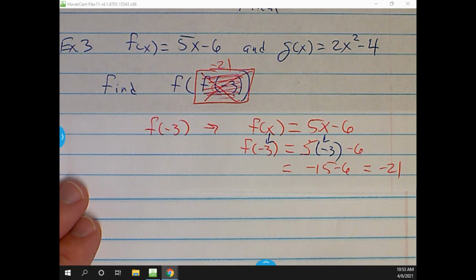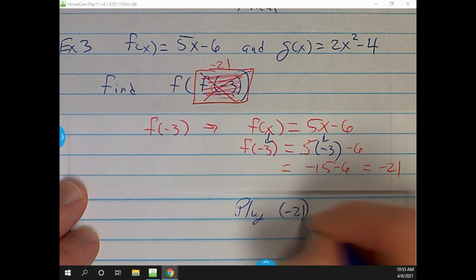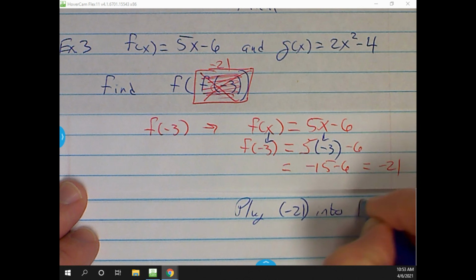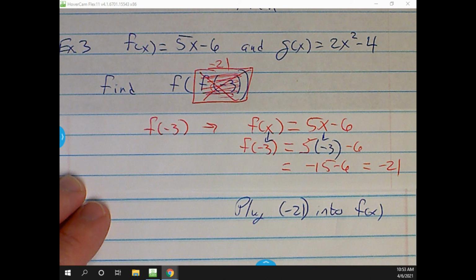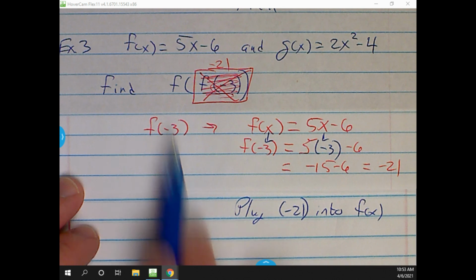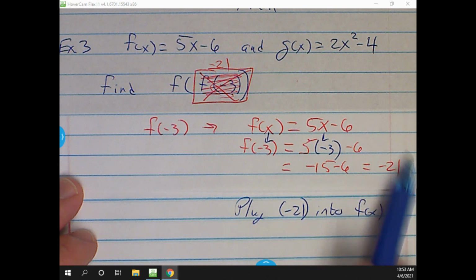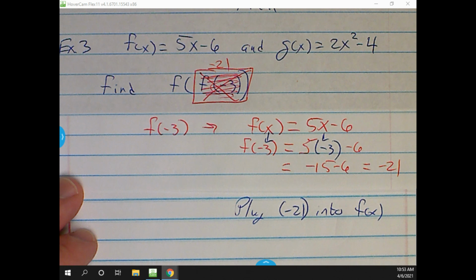You take the negative 21 now, and you're going to plug negative 21 into f of x. So you're going to plug it into the same thing twice. You take one number and plug it in, then you take that answer and plug it back into that same function again. If they give you the same function twice, you take this answer and plug it back in again.